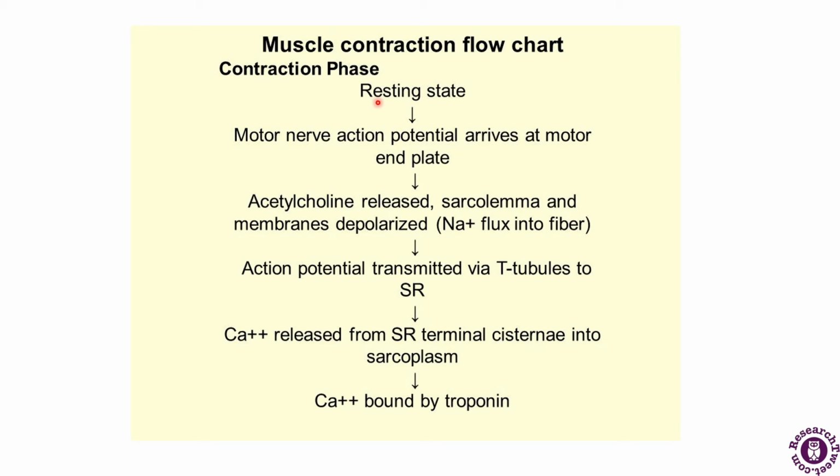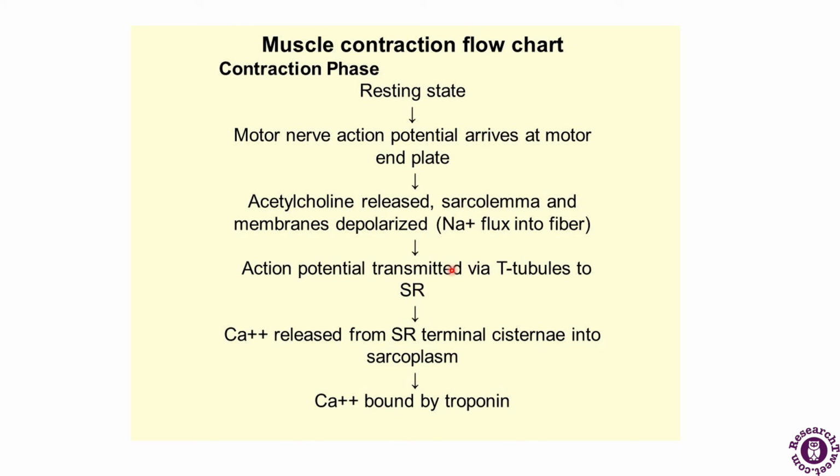In the contraction phase, what is happening? There is a resting phase. We have discussed all these steps in detail, but this is just a summary of what we have studied till now. In the resting state, the motor nerve action potential arises at the motor end plate. After this, acetylcholine is released and the sarcolemma membranes depolarize. So there is a sodium flux into the muscle fibers.